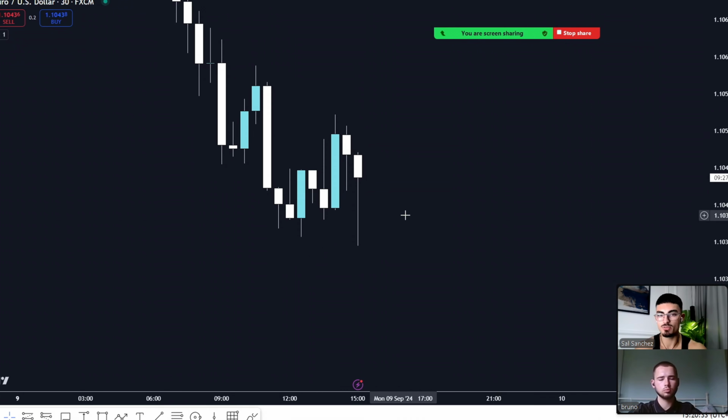So I'm going to test you a little bit here. What does this big wick signify as happening on this candle right here?